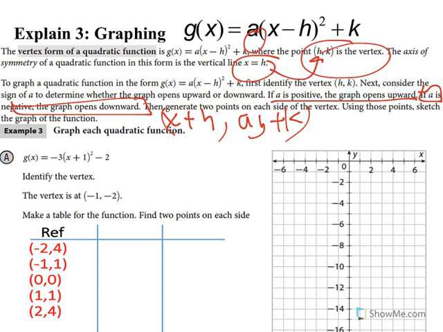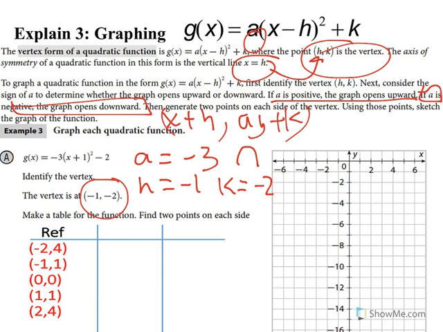Okay, so here we want to graph the function g of x equals negative 3 times the quantity x plus 1, quantity squared, minus 2. So let's identify our parameters. A is negative 3, so the graph opens downward, and h is a negative 1 and k is a negative 2. So that forms our vertex.